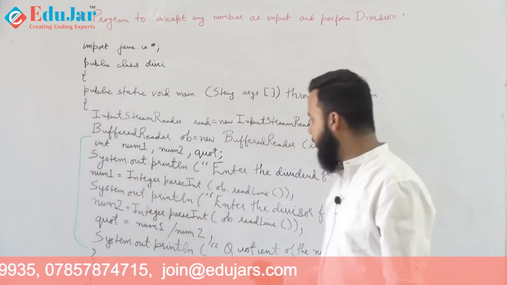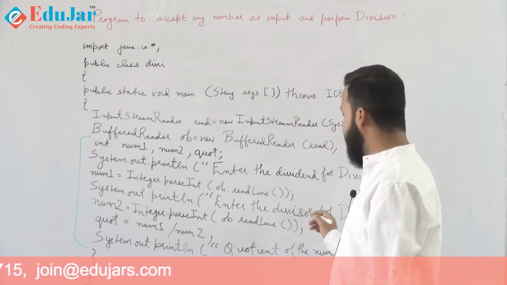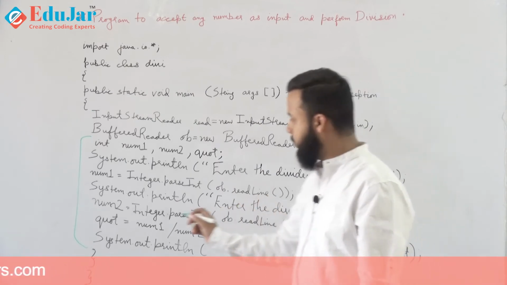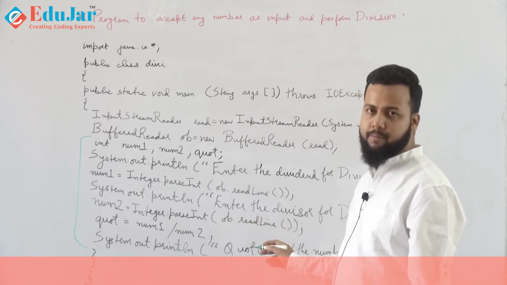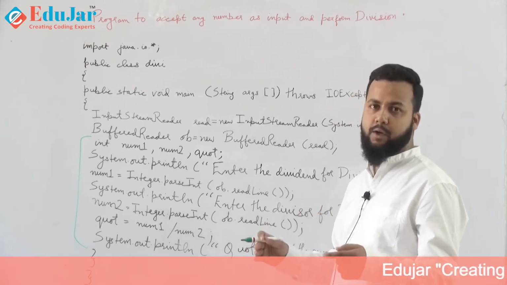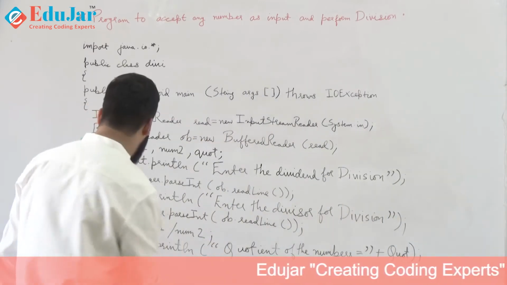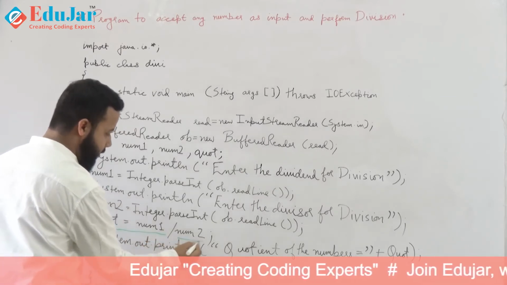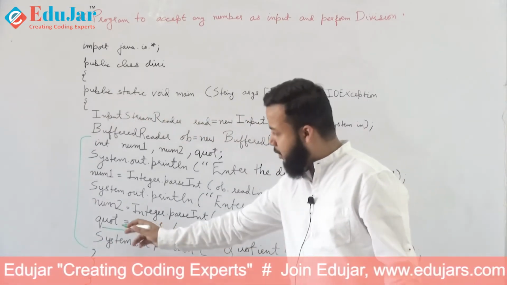We have stored it in num1, and then we want the user to enter the divisor, and we want to store this in num2. So you can see over here I have used num2 = Integer.parseInt(ob.readLine()). Here I have stored the value of the divisor, the number by which we are going to divide the dividend. So you can see this is the operational part: code = num1 / num2, and this is the main operational part.